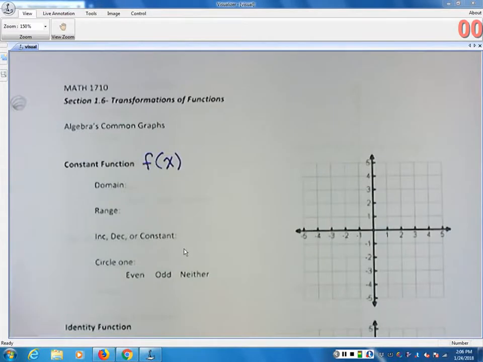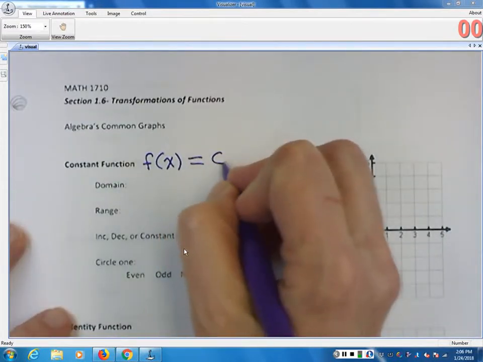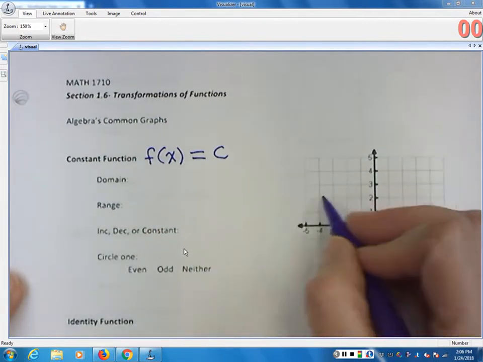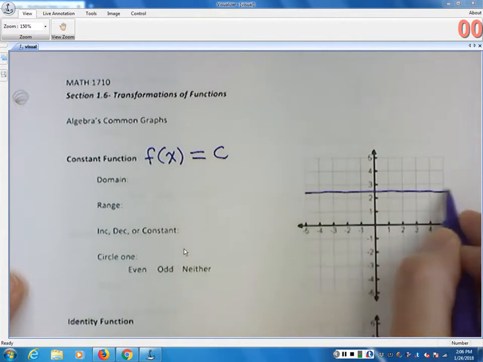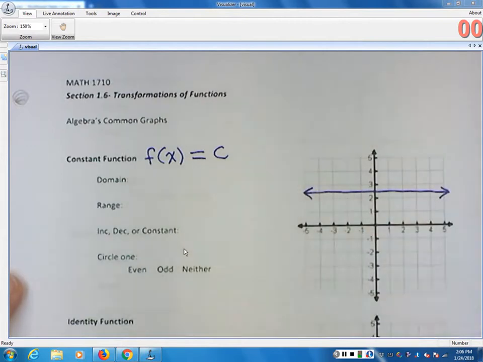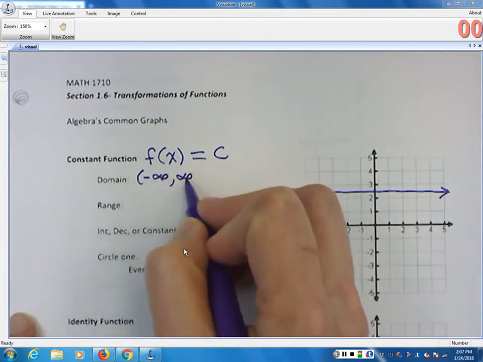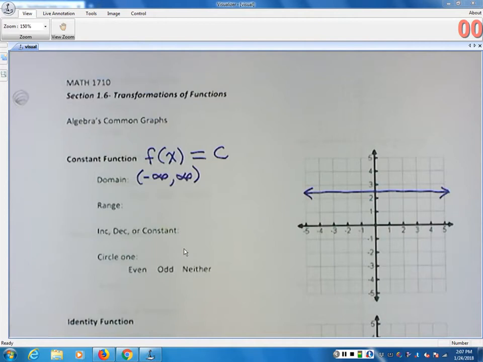We have the constant function f of x equals c, where c is a constant. It can be 2.5, it can be -1, but anyway. So if we just draw c, say at 2.5, this is the graph of it. It's a horizontal line. The domain, if you project it to the x-axis, x could be any number from -infinity to infinity. All real numbers, but we write it in interval notation.